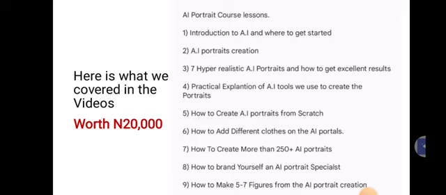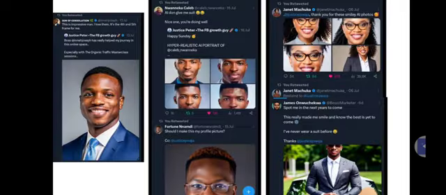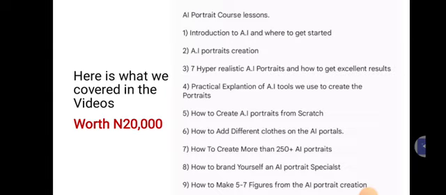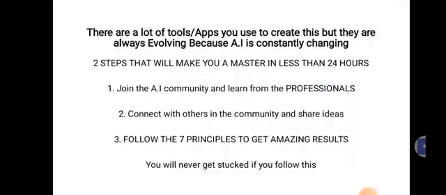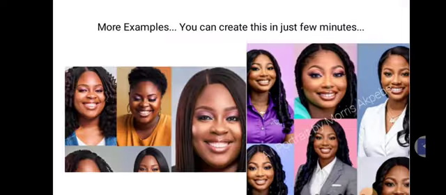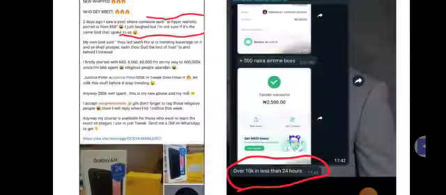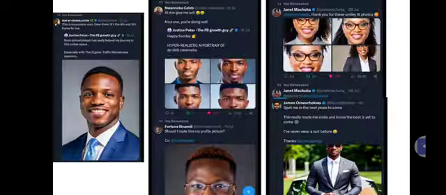Then also practical explanations of more AI tools. Remember I told you that the Retake app is no longer working, but there are other apps that you can use, so we explain them more practically there. Then another video explained how to create an AI portrait from scratch, then how to add different clothes. If you look at these images, you can see different clothes that these people are wearing. How do you do that? We also explained it there.